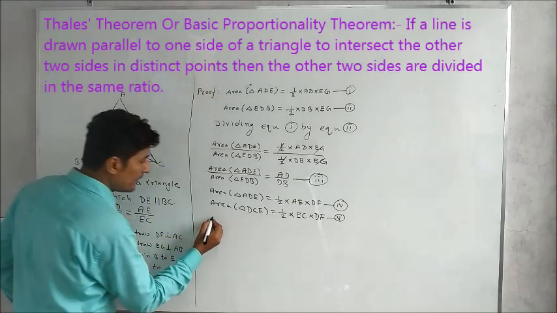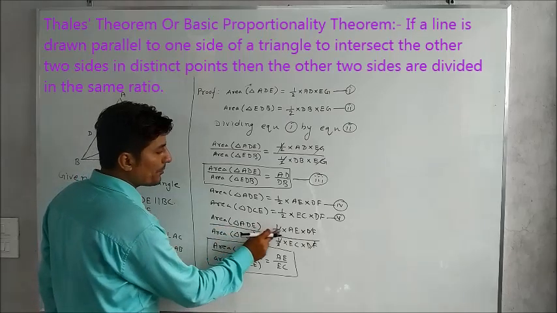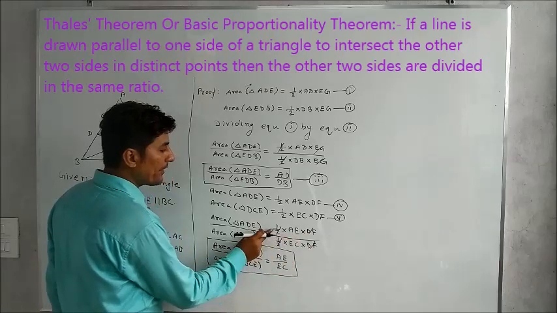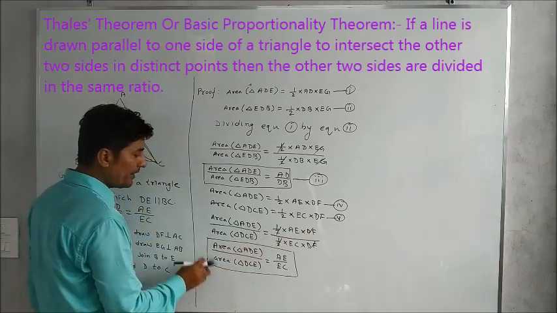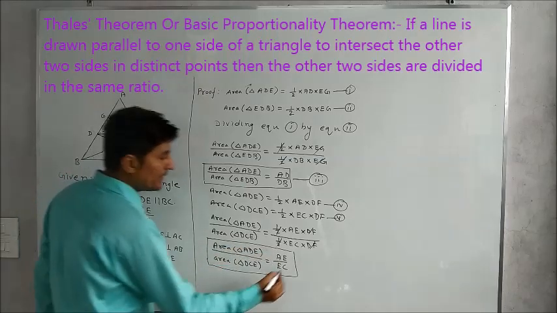So let us see here. Area of triangle ADE upon area of triangle DCE equals 1 upon 2 AE into DF upon 1 upon 2 EC into DF. DF cancels, 1 upon 2 and 1 upon 2 cancel. Finally, we have area of triangle ADE upon area of triangle DCE equals AE upon EC.